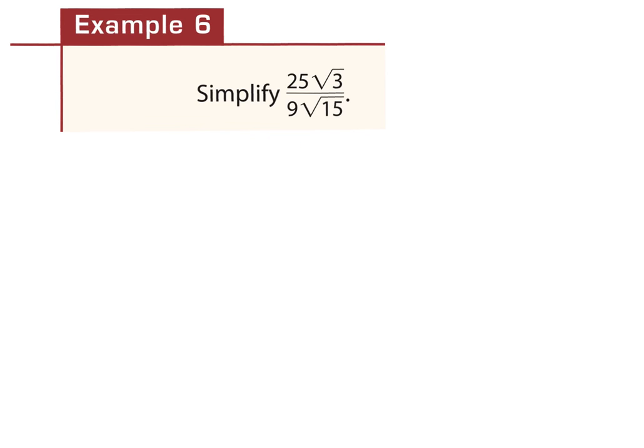All right, so we have 25 square root of 3 over 9 square root of 15. All right, so I am going to look at two things here. I'm going to look at my outside numbers. Can 25 reduce with 9? It cannot. All right, 25 cannot reduce with 9. What about 3 and 15, inside to inside? Can those reduce? Yes. What goes into both of those? So for the insides here, I'm going to do divided by 3, divided by 3.